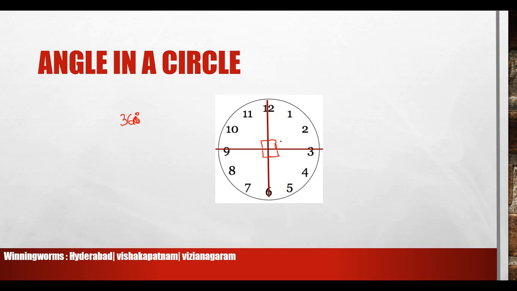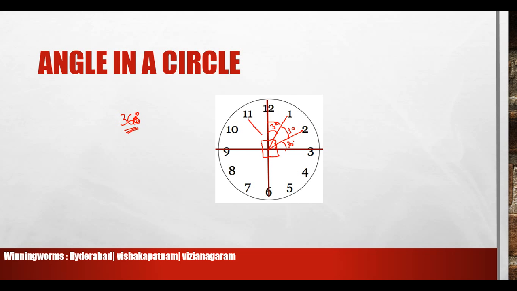360 degrees. Now if you split like this, this will become 30 degrees. This is 30 degrees, 30 degrees. So the angle between any two consecutive hours is 30 degrees. How many hours are there in total? 12 hours. So 12 into 30 is 360 degrees. The angle between any two successive hours, from here to here, is 30.